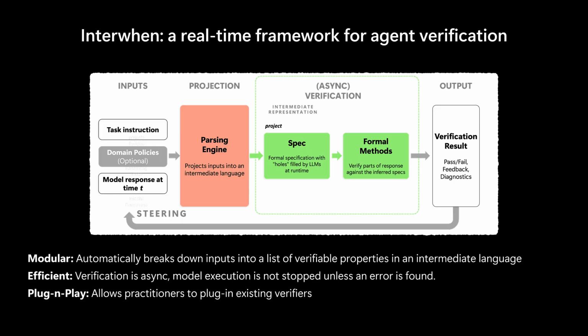Note that the system is not just operating post hoc once the agent is done. It can actually verify a partial model response at any point of time, give actionable feedback, and steer the reasoning model to avoid any violations. We have two important design principles here. First, verification runs asynchronously so that the entire system is efficient. And second, it's plug and play so that practitioners can bring in their existing verifiers as well. Now, let me tell you how it works in a real-world setting.